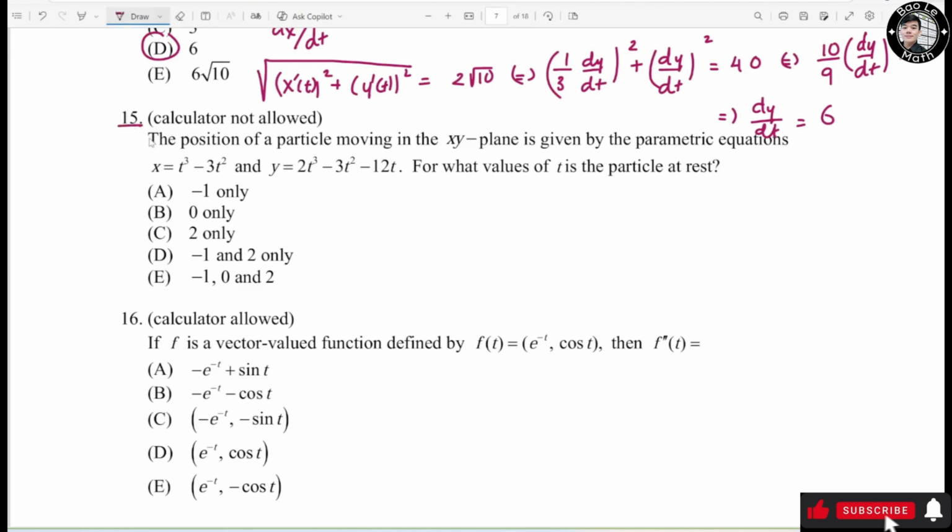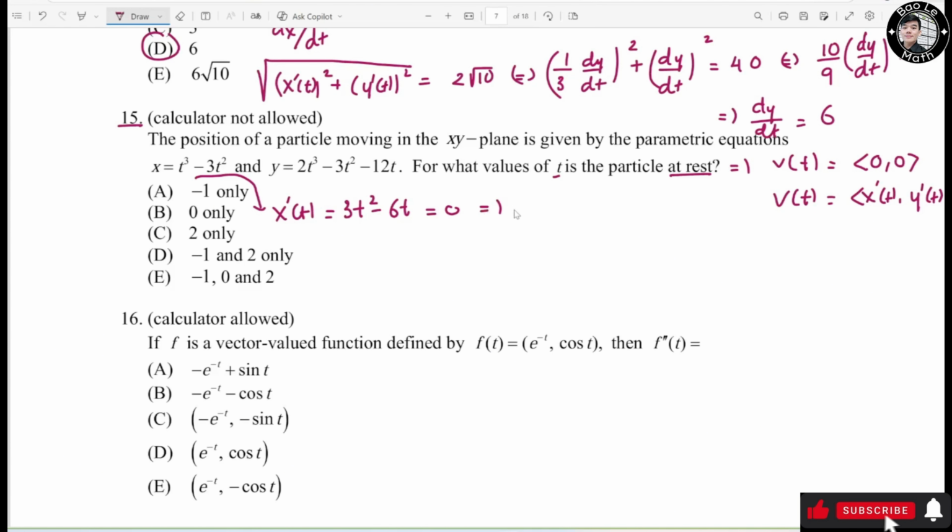Now let's move on to question 15. The position of a particle moving in the xy plane is given by the parametric equations s and y. For what values of t is the particle at rest, which means velocity equals 0, right? Velocity is going to be s prime of t, y prime of t. So when I take the derivative of this one, s prime of t equals 3t squared minus 6t, right? Let this one equal 0. So then you have t equals 0 and t equals 2.